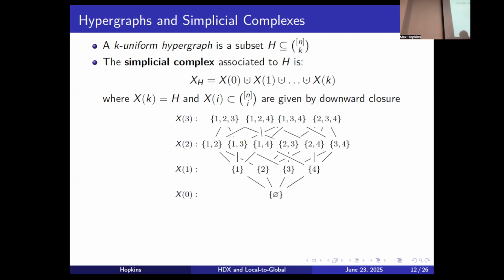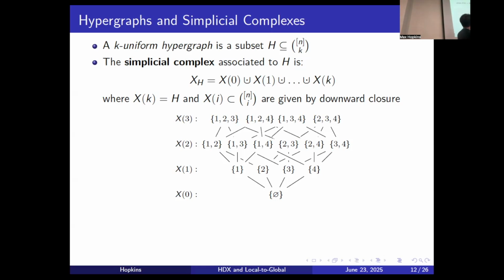It's probably easier to see in a diagram. A very useful way to draw this out is this poset diagram called the Hasse diagram, where I draw the top level edges, and then 1, 2, 3 includes 1, 2, 1, 3, and 2, 3, and I draw edges by inclusion in this diagram. This gives me the diagram for the simplicial complex.